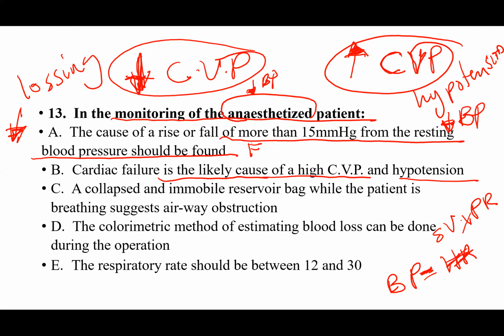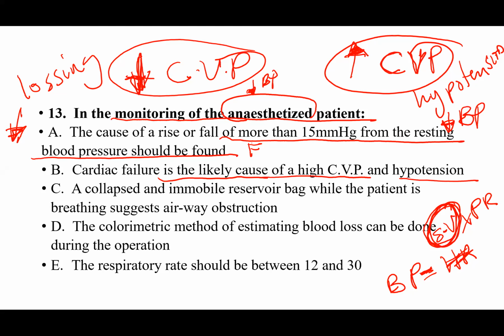Now, if this stroke volume is low, it means there's no blood in the heart. What will happen to the central venous pressure? It's going to also decrease. Yes. So if this is high, it means there's blood in the heart, so it can pump adequate stroke volume. What will happen to the central venous pressure? It will also be high.